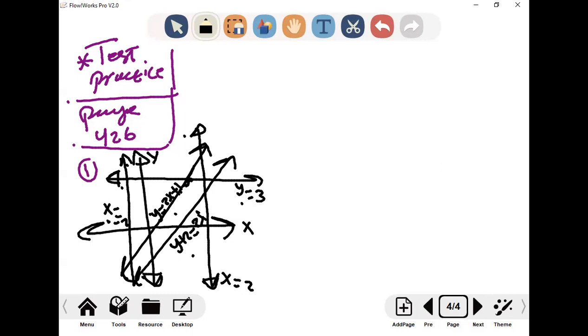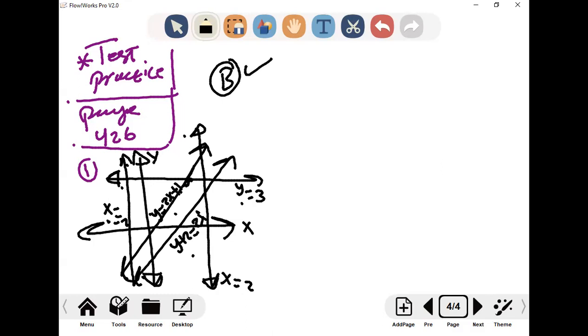Which of them? Which systems, not which system. How many systems are in the question? A, B, C, D, E, right? The question said, which systems? So it means more than one. Part B is correct. But let's see part C.